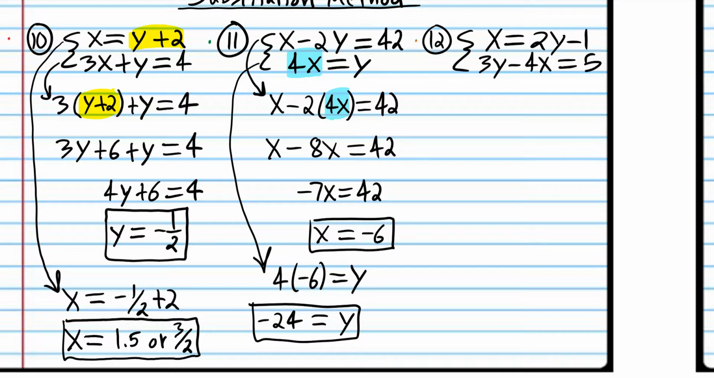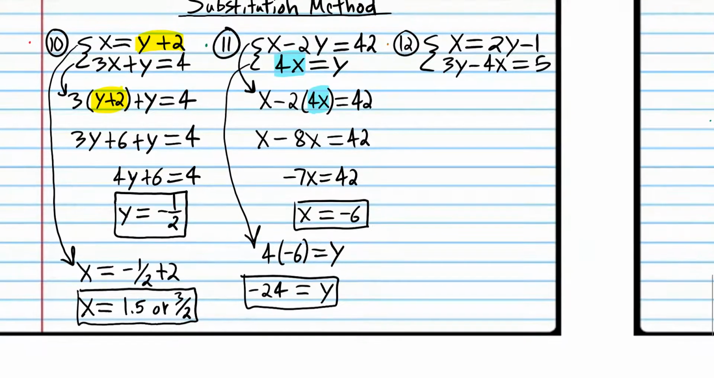And we can check our answers if we want to. Plug in -6 and -24 here, and we get -24 times -2 is +48. Then add that to 6, and we get 42. So we can see that worked. And then plug in -6 here. -6 times 4 is -24. So you can check your answer that way.